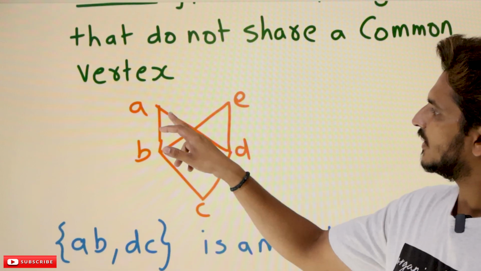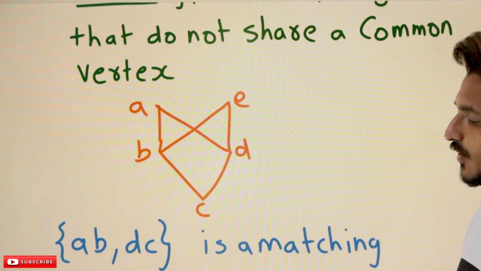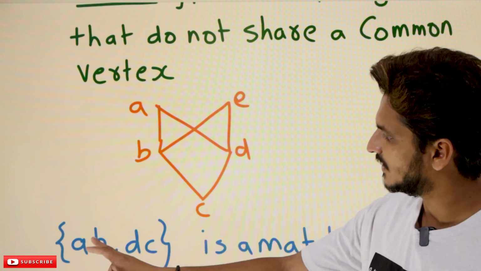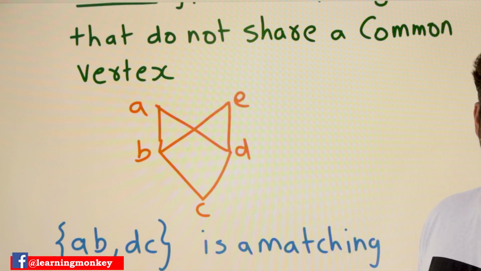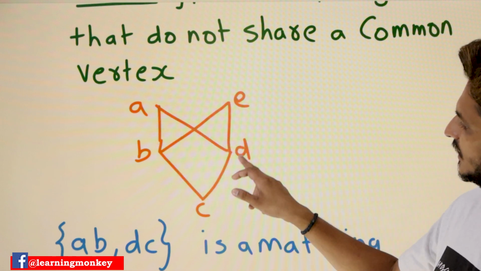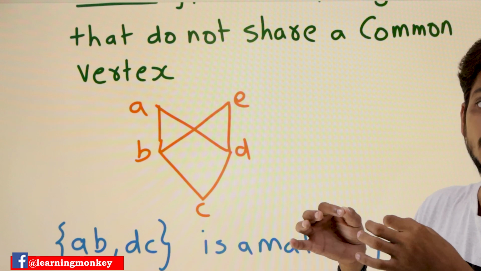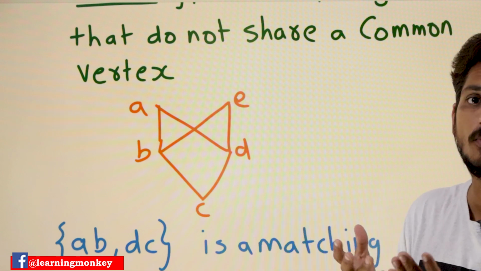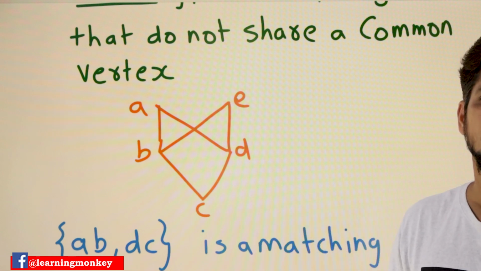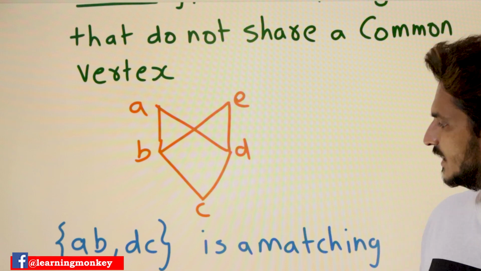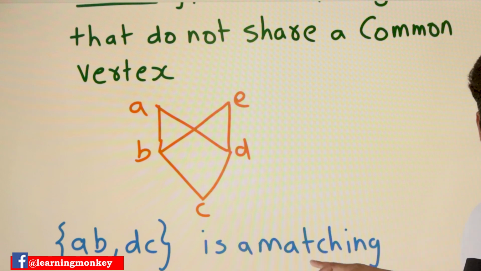Let's take this graph A, B, C, D, E. We are taking a set of edges AB, DC. So AB is an edge, DC is an edge. You take two edges. These two edges are not sharing a common vertex. There is no common vertex between these two. So it is a matching. We call it a matching.